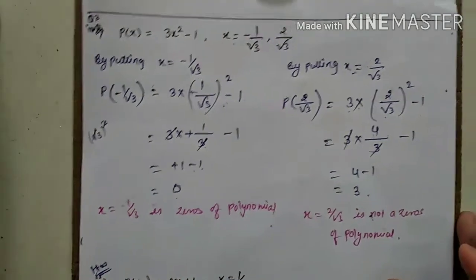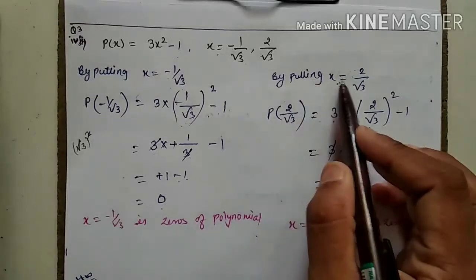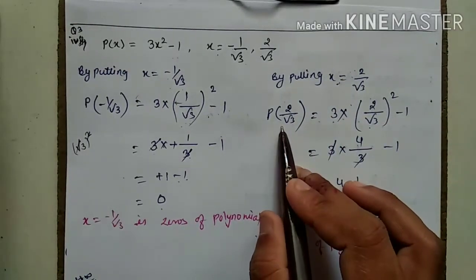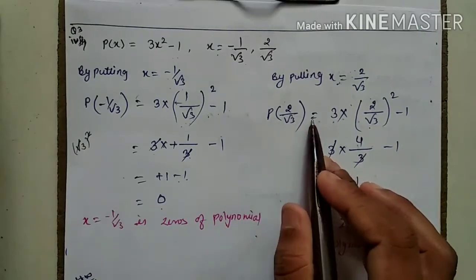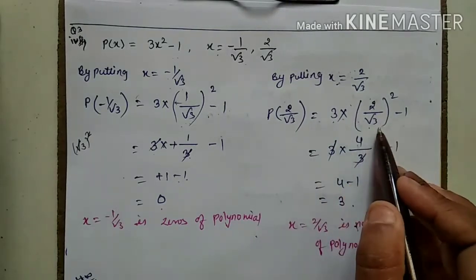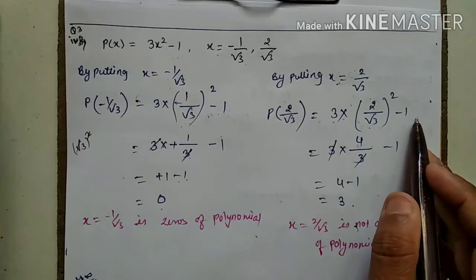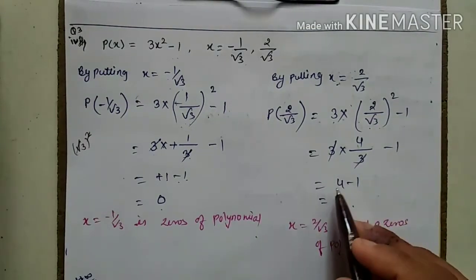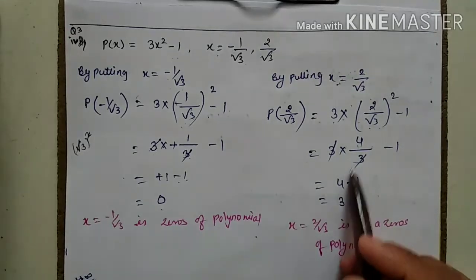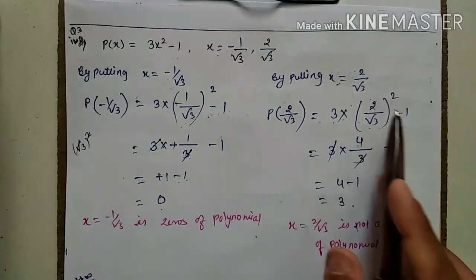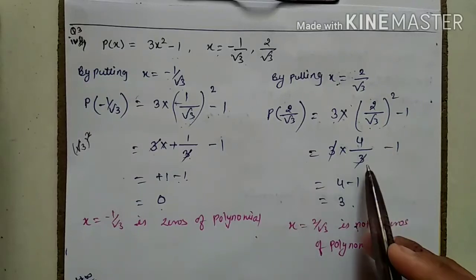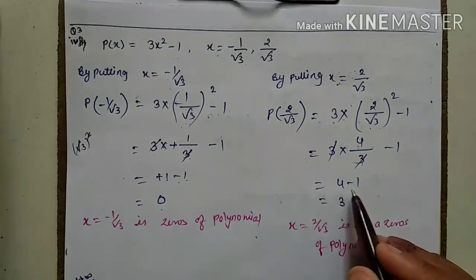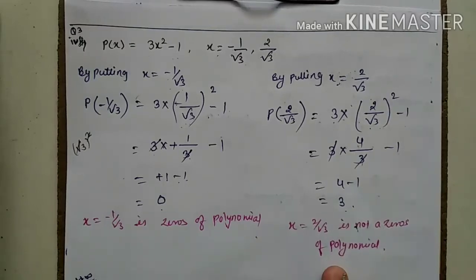Now come to the next value. By putting x equals to 2 by root 3, on the place of x, I have to put 2 by root 3. It is equal to 3 into 2 by root 3 whole square minus 1. So 3 into 4 by 3 minus 1, it means 4 minus 1. 2 square is 4 and root 3 square is 3. So 3 cancels with 3. What are you getting? 4 minus 1 becomes 3. So you are getting 3.